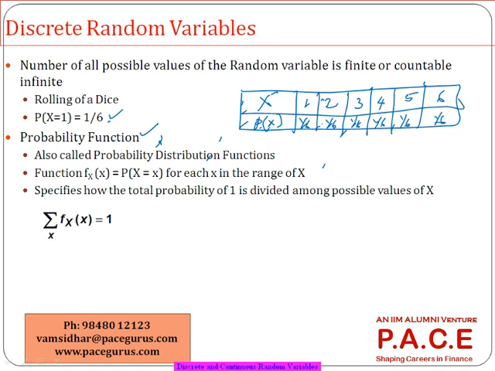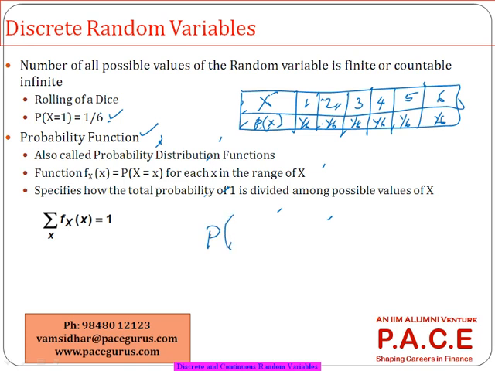If I make a table like this, wherein I am considering all the possible outcomes that can come up, along with their corresponding probabilities, that is what we are calling the probability distribution function, or a probability function in short. So probably people will write the same thing like this. You have to be slightly comfortable with some of the notations.